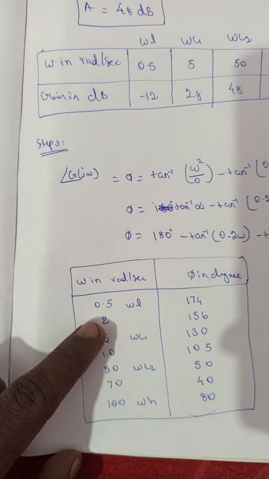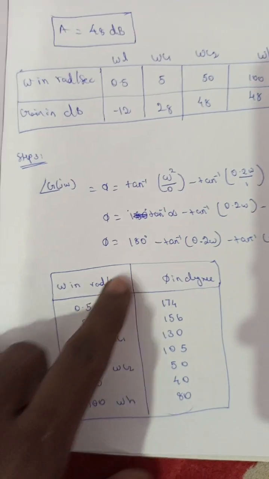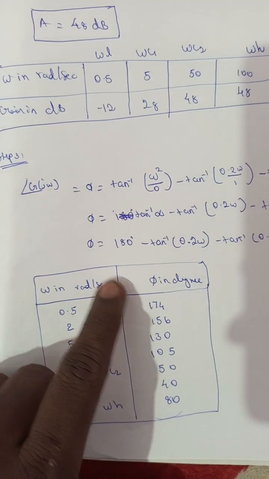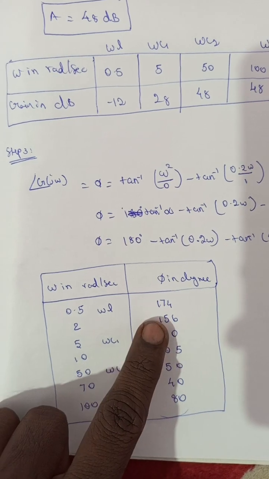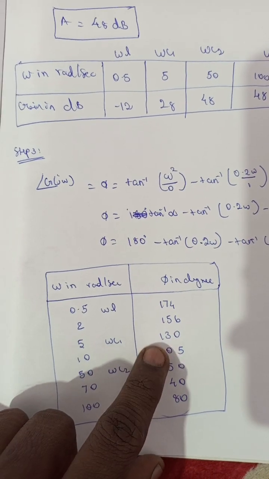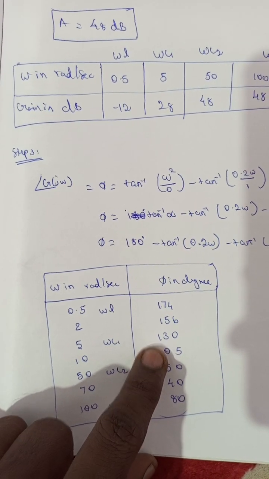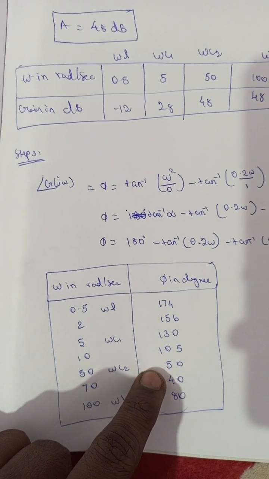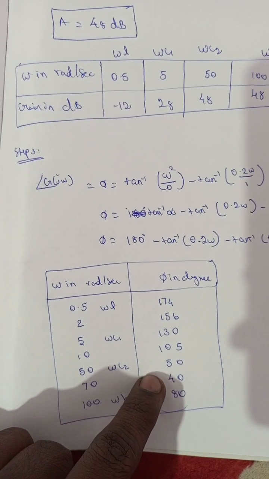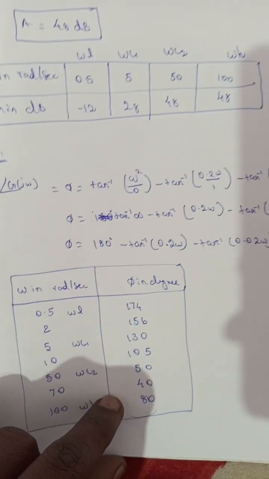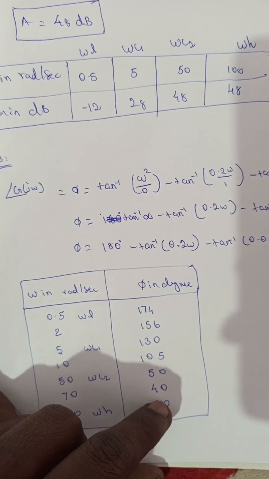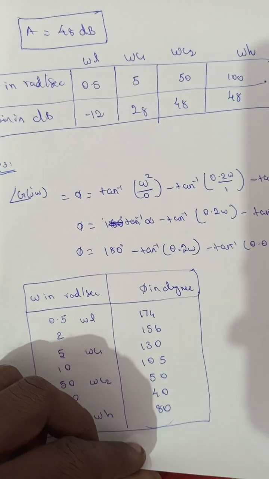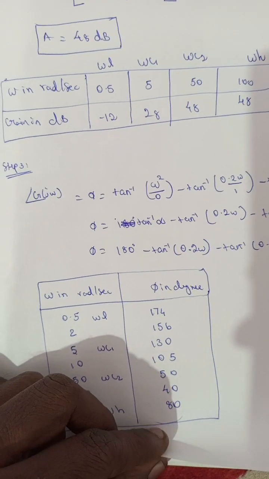While replacing the omega value as 0.5, we'll get 174, and for 2 it's 156, and 138 for 5, and for 10 it's 105, 150 for 50, and 70 for 40, and 100 for 80. These are the values for the phase plot, and we are going to place all the values in the graph.